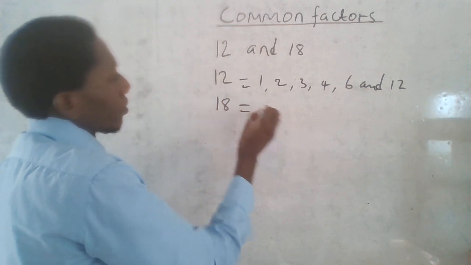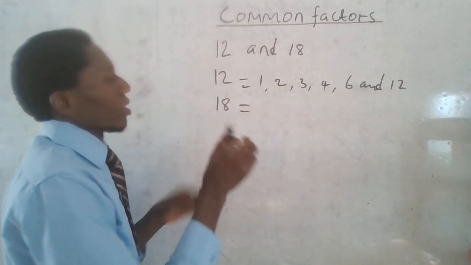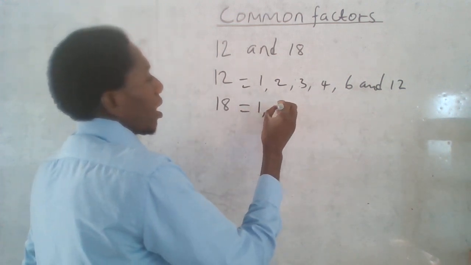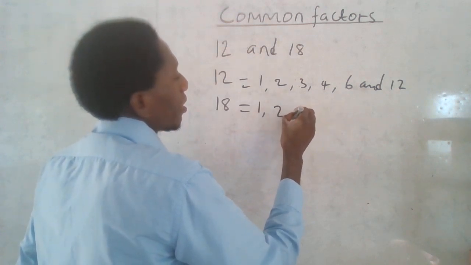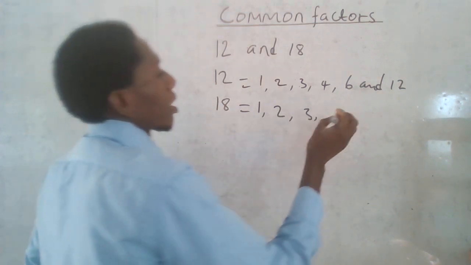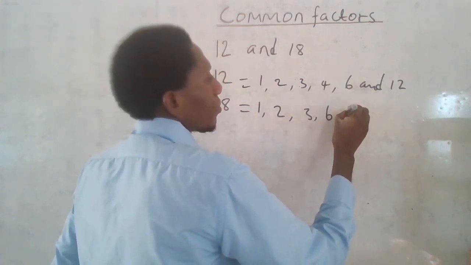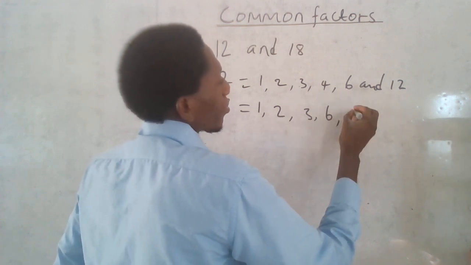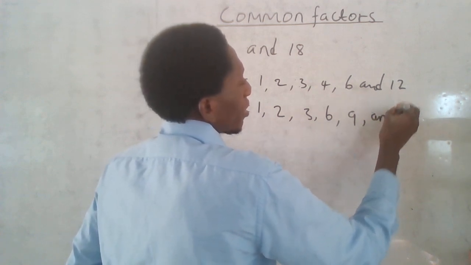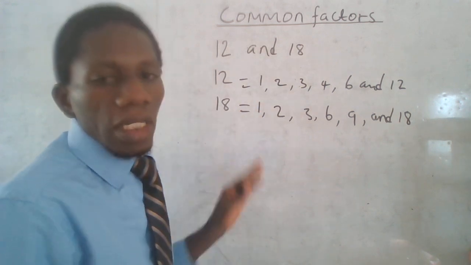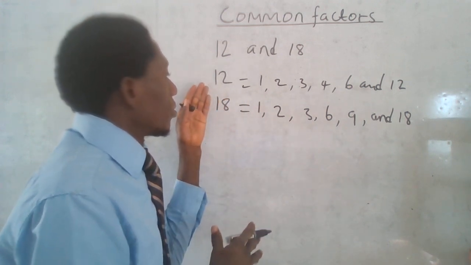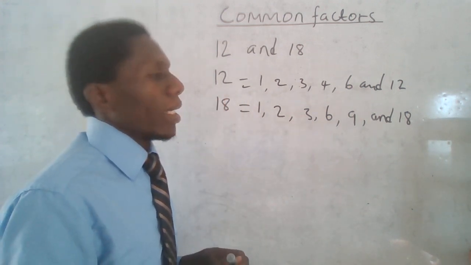Now about 18. We have numbers that can times other numbers to give us 18. If you have 1 times 18 is 18, and 2 times 9 is 18, and 3 times 6 can give you 18. And 18 itself. So, all these numbers are the factors of 12 and 18.